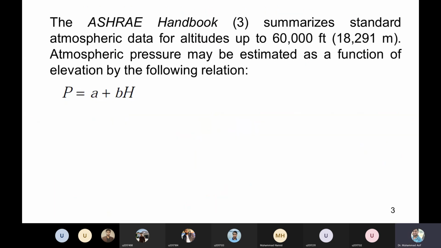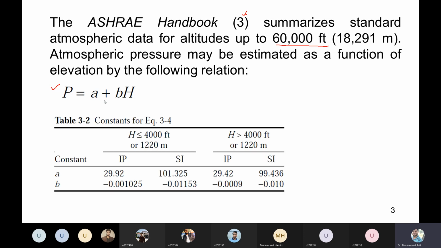And then the ASHRAE handbook, which is provided in reference 3 of that book, summarizes the standard atmospheric data for different altitudes. You know that the atmospheric pressure changes with the altitude, and they have estimated by using that formula that the atmospheric pressure may vary according to the altitude. So that depends on these two constants A and B. So they have provided a range of values for A and B for different altitudes.